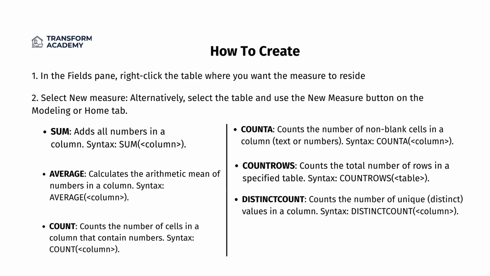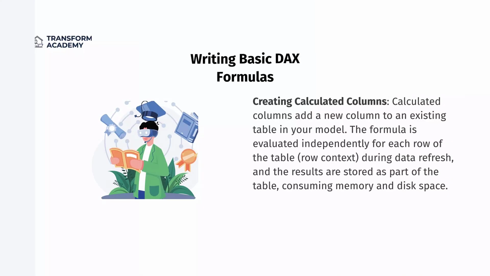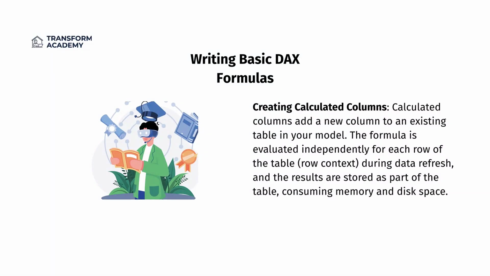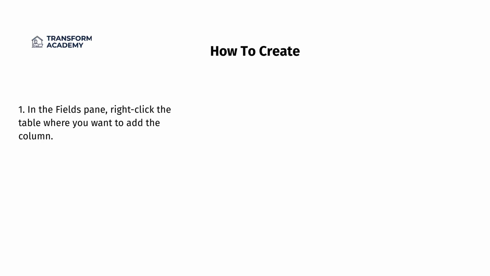Creating calculated columns. Calculated columns add a new column to an existing table in your model. The formula is evaluated independently for each row of the table, the row context, during data refresh, and the results are stored as part of the table, consuming memory and disk space. How to create. In the Fields pane, right-click the table where you want the column. Select New column. Alternatively, select the table in Data or Model view, go to the Table tools ribbon tab, and click New column. Common use cases and examples.